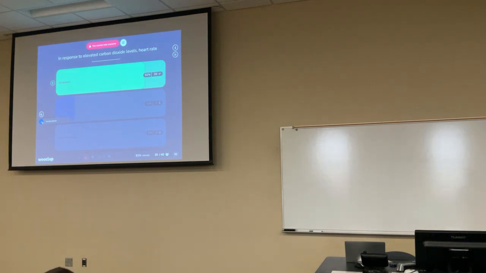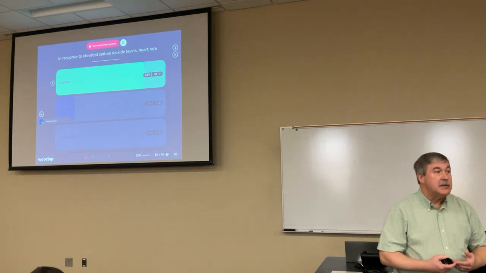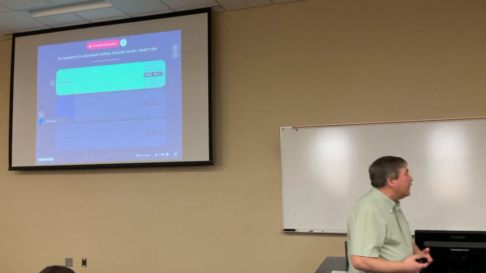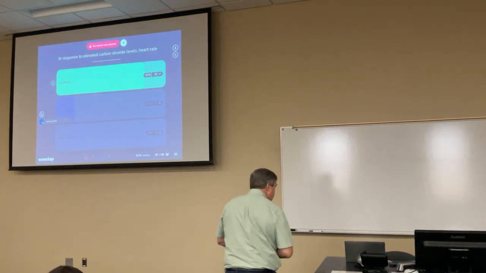So when CO2 levels increase, that stimulates the chemoreceptors, and the primary effect of that is to increase the breathing rate. But there are also inputs from the chemoreceptors to the cardiac center, and the cardiac center responds by increasing sympathetic stimulation, which increases the rate of the heart. So that is going to cause the heart rate to increase.